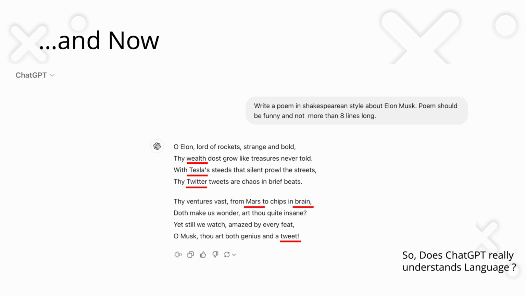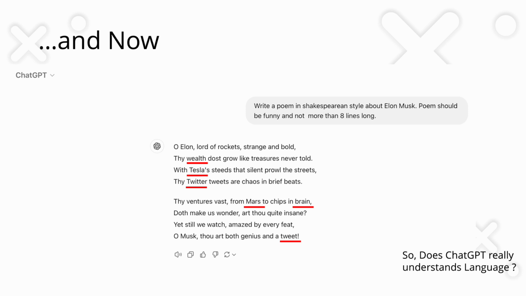First things first, the poem is just 8 lines, right? Not more than 8 lines. So it understood what "not more than 8 lines long" means. Also pay attention to the words: the wealth, Tesla, Twitter, Mars, brain, tweet. These are the words which it has picked. So it knows who Elon Musk is. He's SpaceX, Neuralink. The brain is part of the Neuralink company which he heads. Twitter he owns, Tesla he owns, and he's a very wealthy person, right?